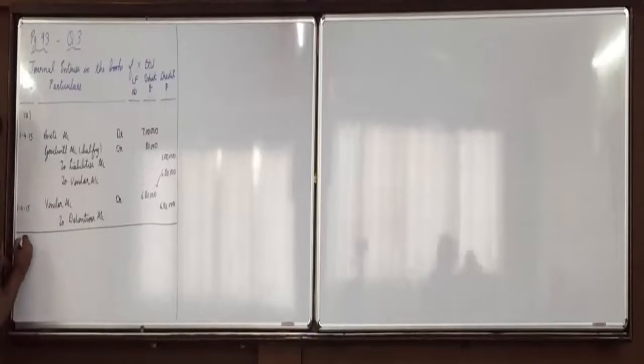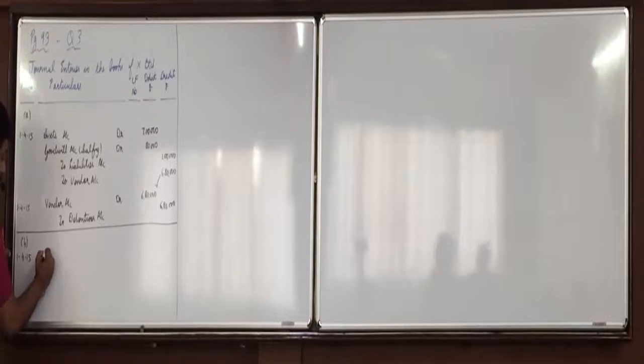Now option B. Date 1/4/15. Now the first entry will also change. Now what is the purchase consideration, purchase price? The first entry will also change.